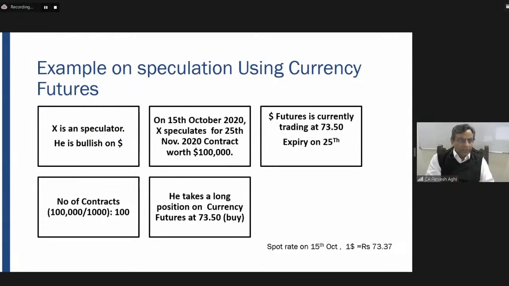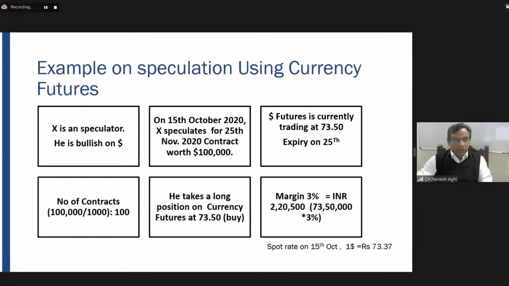That means he buys futures at 73.50. He will make money only when the dollar rises. Okay. So he pays a margin of 3%, which is 2,20,000. So here we are taking that he's a speculator using currency futures. So he will not wait till the expiry of 25th of November. Okay. He will like to close if he is making money.